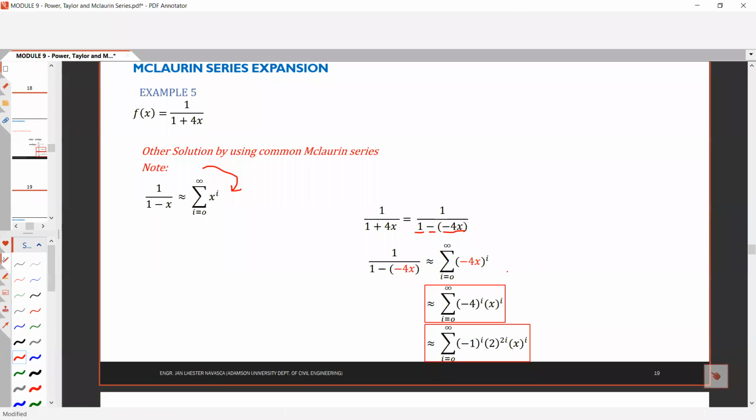Simplify mo lang further. Negative 4x raised to i is simply negative 4 multiplied by x raised to i, so magiging negative 4 raised to i. Distribute the i power: x raised to i. And negative 4 pwede mo siyang i-rewrite as negative 1 times 2 squared, di ba? So that is negative 1 raised to i, 2 squared times 2 times i, that is 2i, x raised to i.